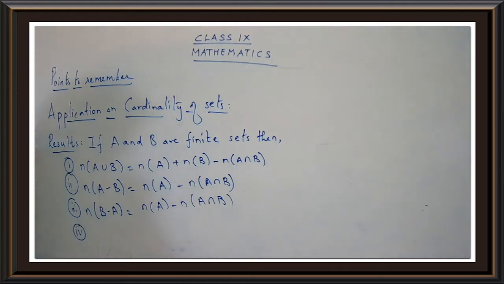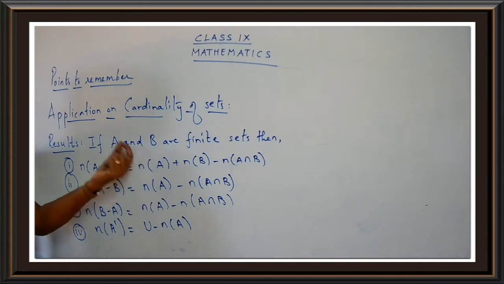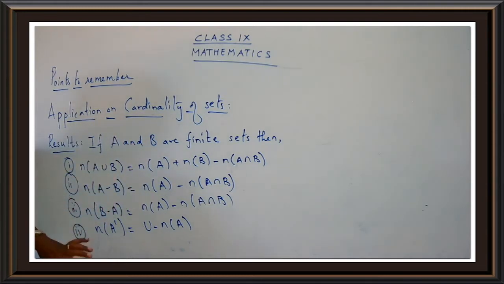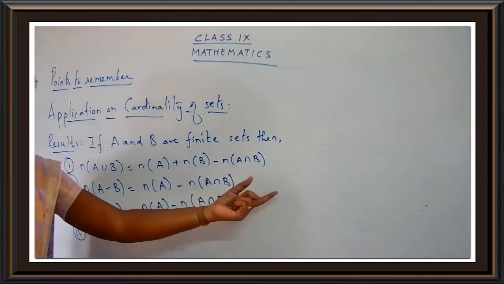The last one, n of A dash is equal to n of U minus n of A. So take down these results, children. Let me read the results once again. We are going to apply these results only for finite sets. We cannot apply the results for infinite sets. So the sets should be finite, and if you have finite sets, you have the following results. N of A union B is equal to n of A plus n of B minus n of A intersection B.